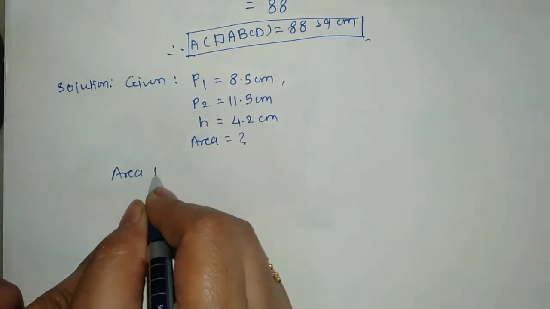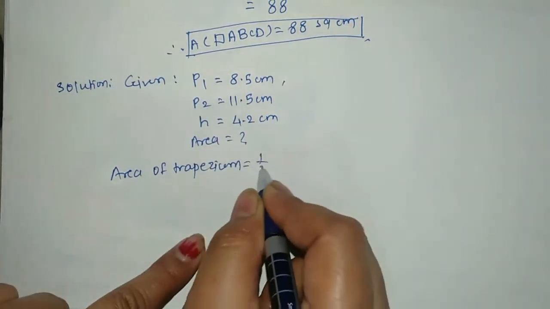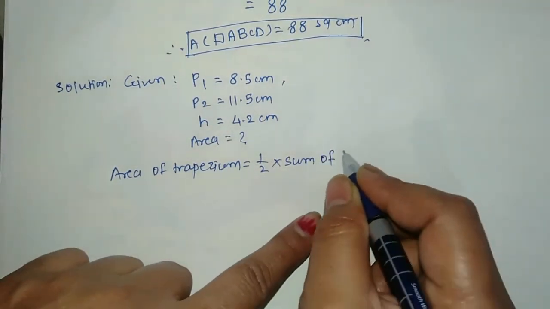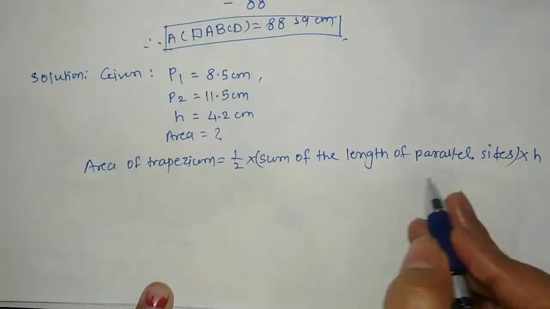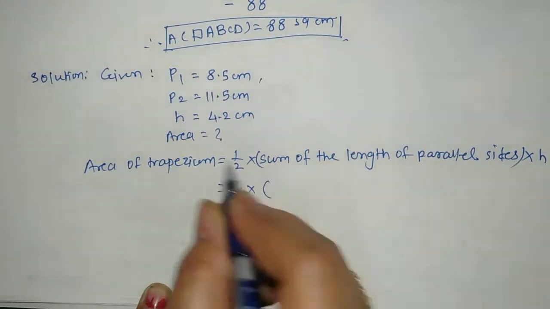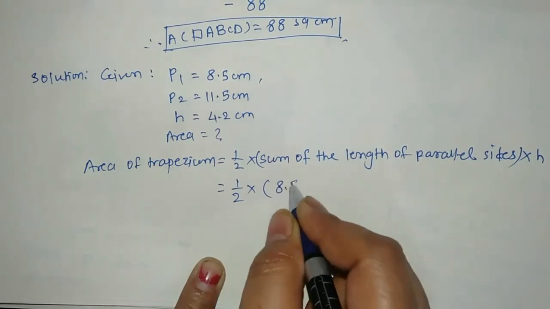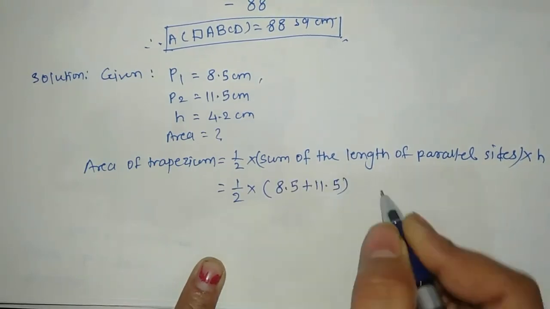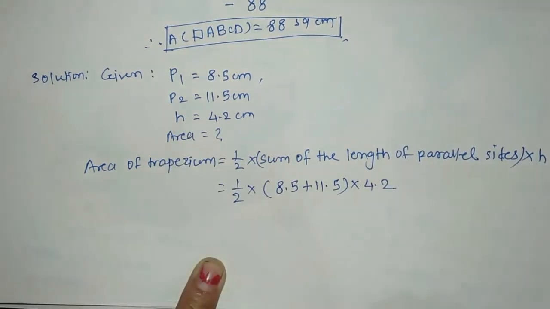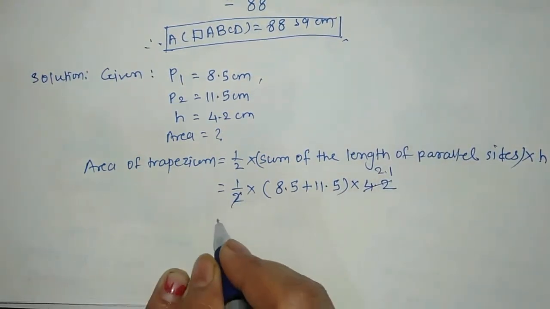write down the formula. Area of trapezium is equal to half into sum of parallel side into height. So put up the values. Half into, in the bracket take the addition of 8.5 plus 11.5. Bracket close, multiply by h, which is 4.2. So 4.2 divided by 2, so it is 2.1.